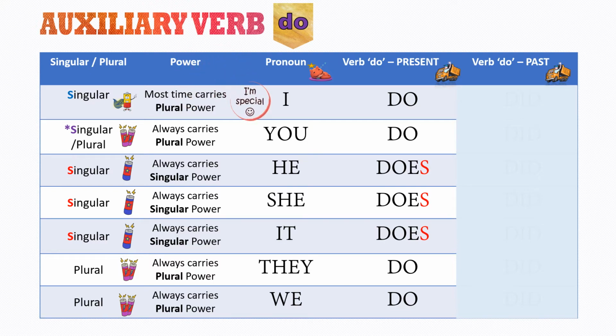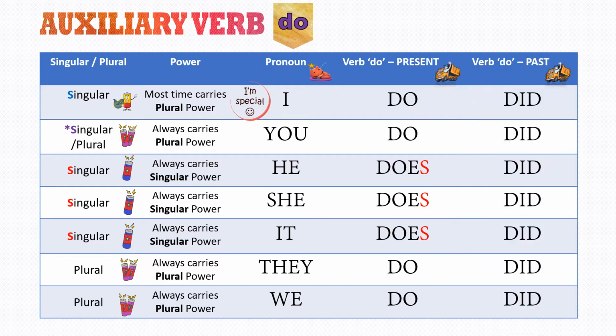Can you guess the past tense form for the verb do? Did you say did? Wow, you are right again. Fantastic. This is so easy to remember. No matter what the pronoun is, the past tense form for the verb do is did.